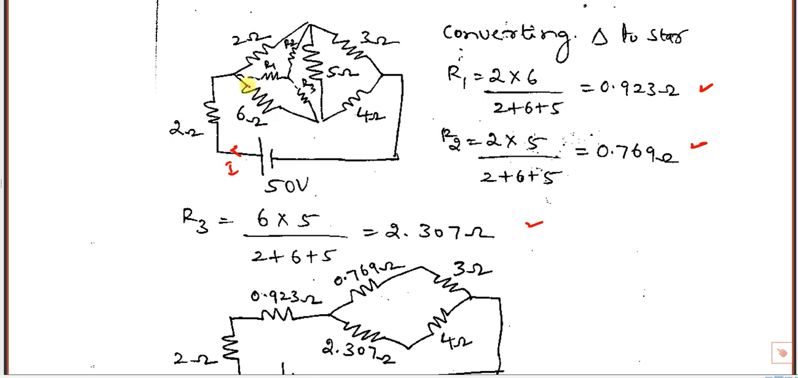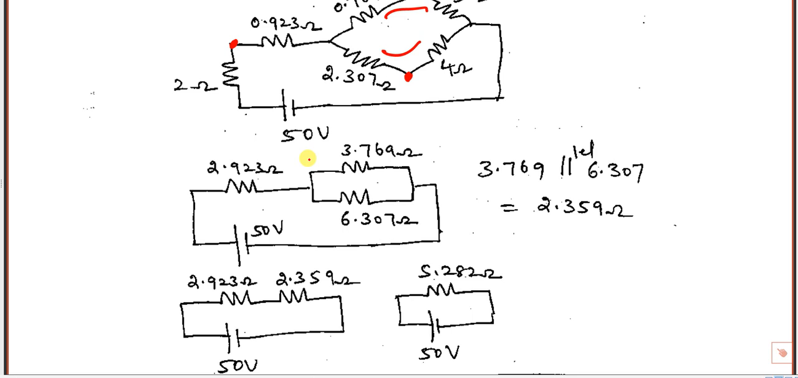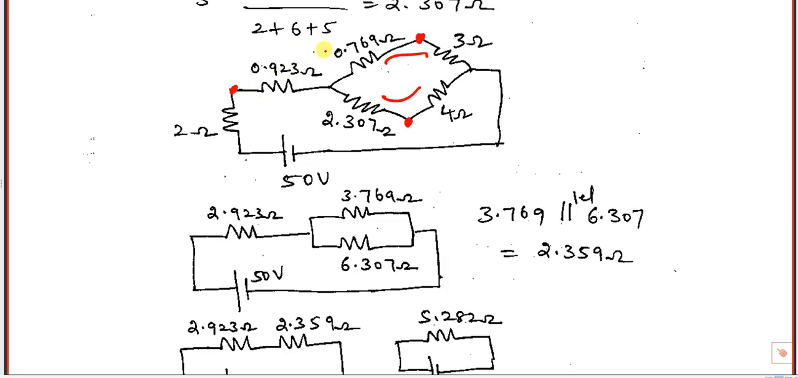So after that we converted between these three nodes, instead of the delta network, we converted into star as R1, R2, R3. So we have written these between the same three nodes, we converted into a star network. Now these two are in series, these two are in series. If I add 3 plus 0.769 is 3.769. 4 plus 2.3 is 6.303.